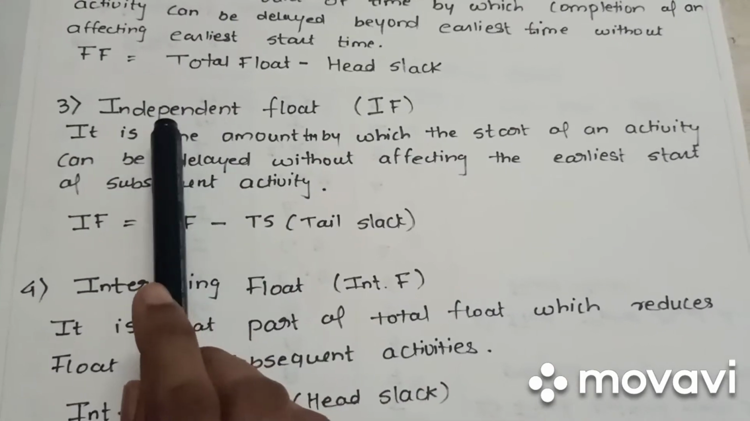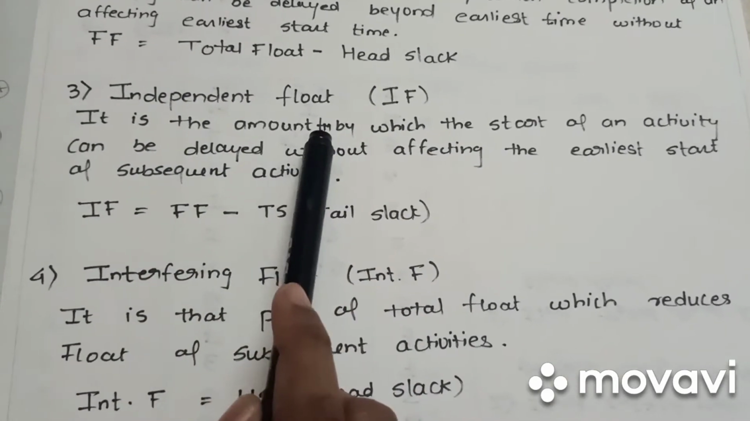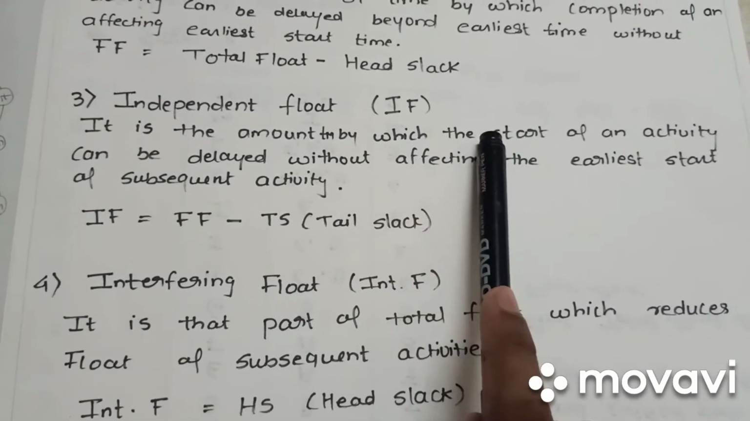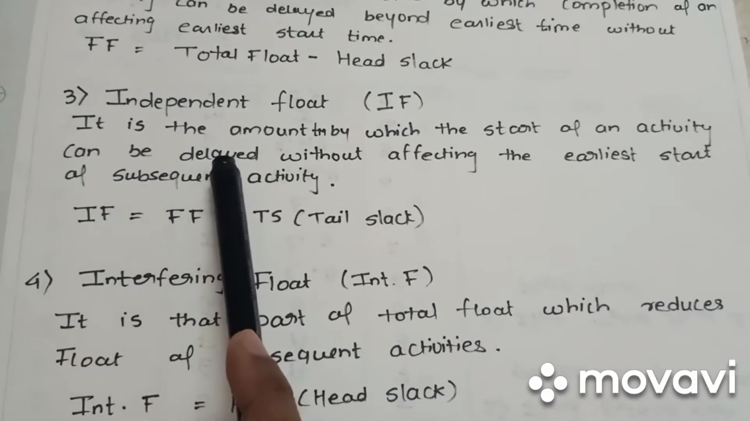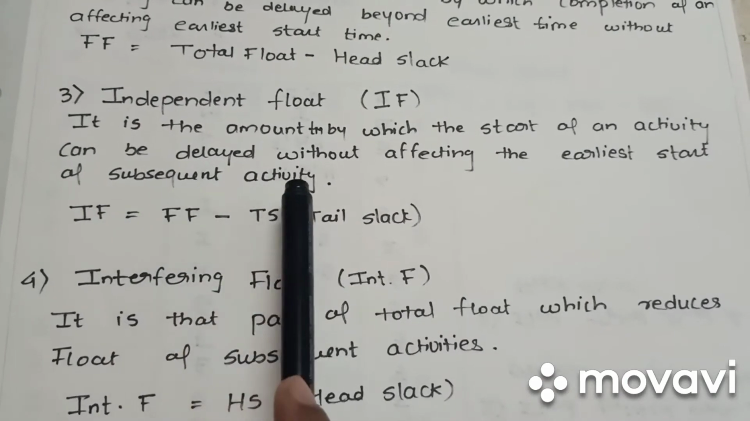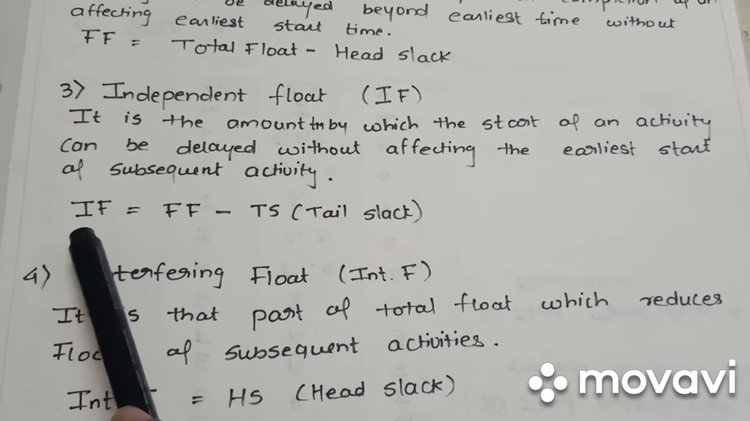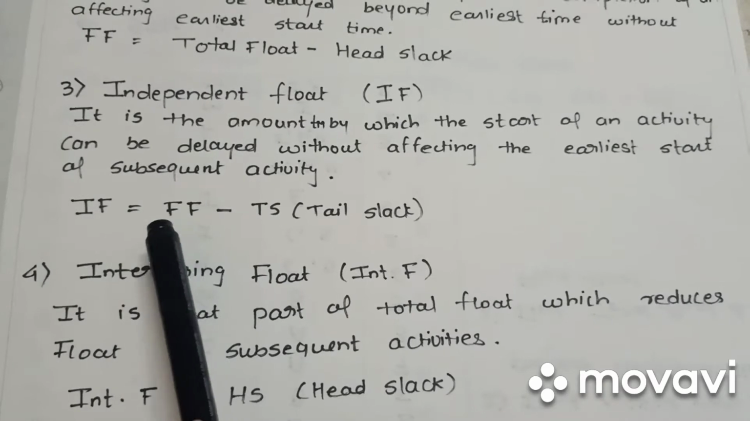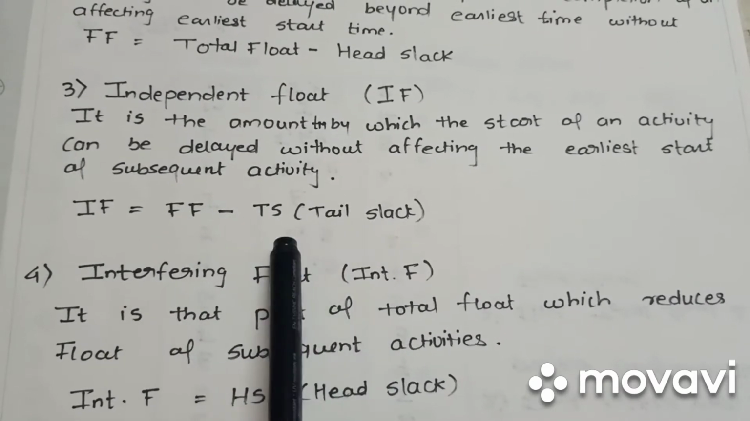Third one is independent float. It is the amount of time by which the start of an activity can be delayed without affecting the earliest start of subsequent activities. The formula for independent float is equal to free float minus tail slack.